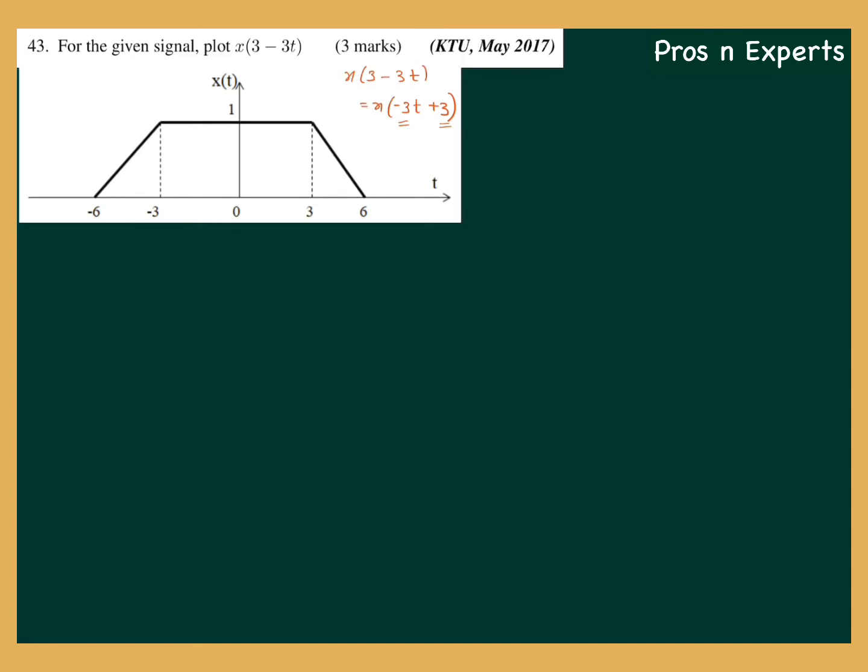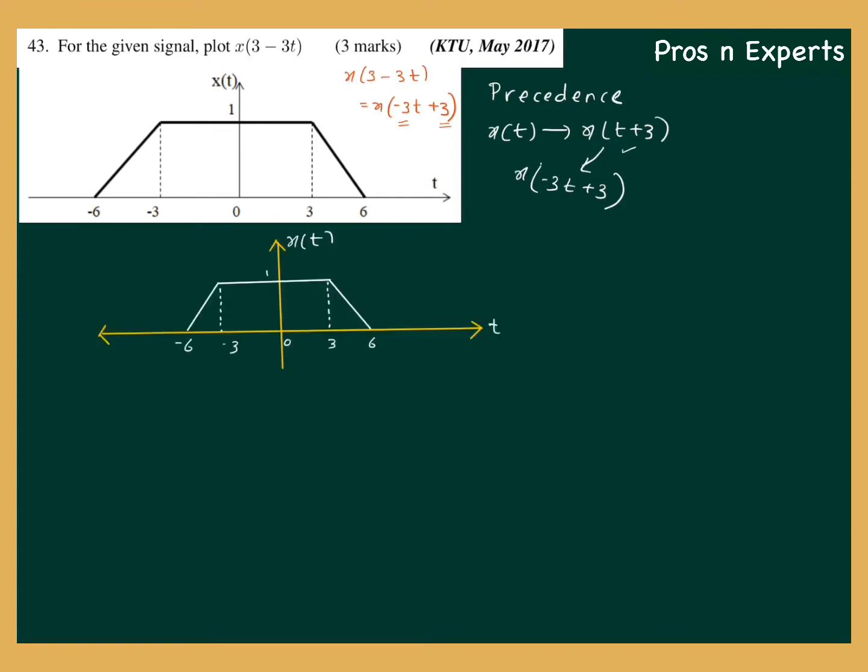So what we do is we adopt the precedence rule. As per the precedence rule, we have to first shift the original signal x of t, so x of t to x of t plus 3. Then from x of t plus 3, you need to find x of minus 3t plus 3. That's what the precedence rule says.